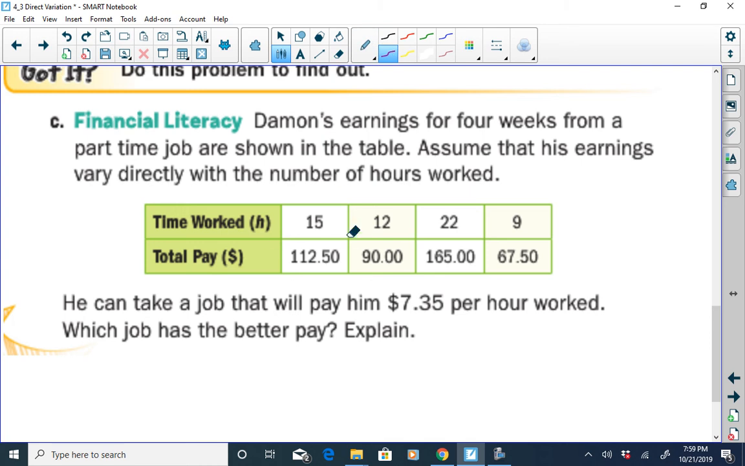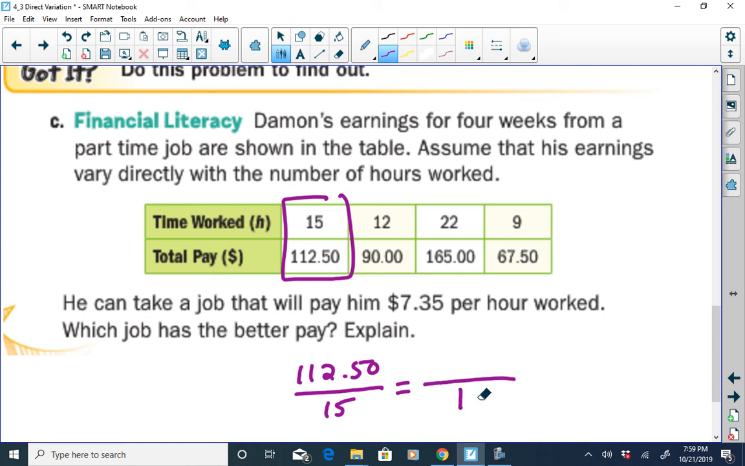Well, we've got to find the unit rate here, which is the same as the slope, which is the same as the constant of proportionality. I could do it several different ways, but I'm just going to take one ordered pair. I'm going to do my change in y, which is 112.50 dollars, over 15 hours worked. I want to use that ratio to find the rate for 1 hour.